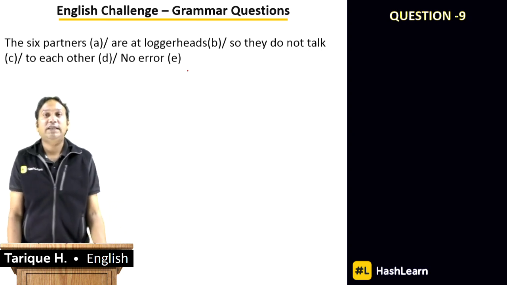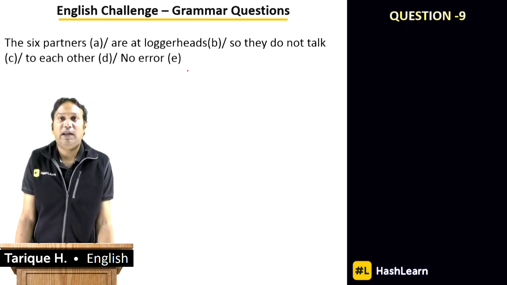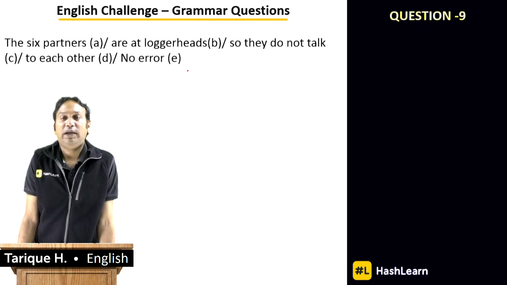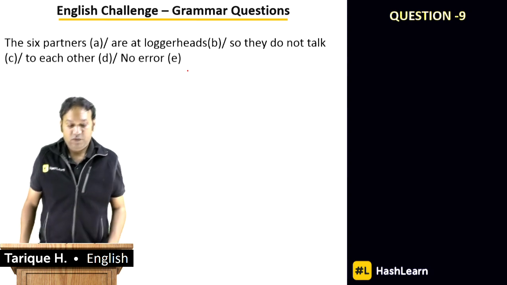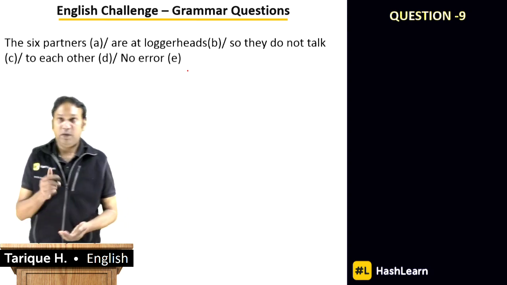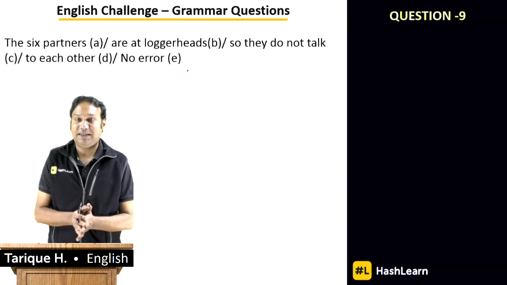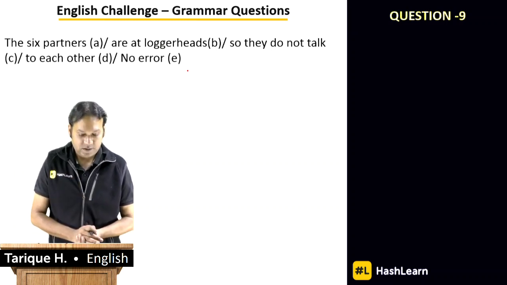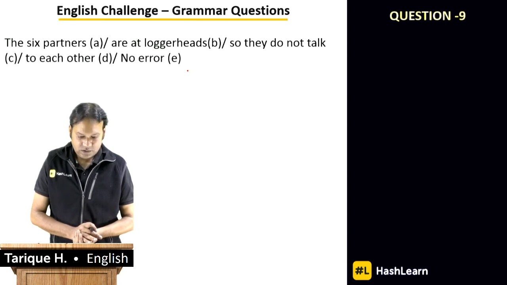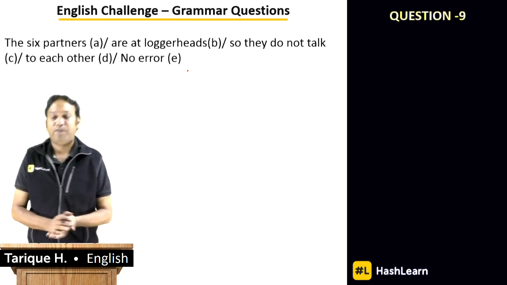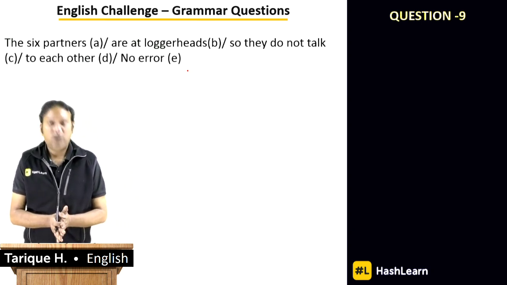Giving some more time, 10 seconds to solve. It's a very simple one-line sentence. It will not take any time to read. If your grammar concepts are strong, you will be able to solve and get the answers. If you feel there's some doubt in the question, you can note down the part which I discussed, like what is the error in the sentence. The 6 partners are at loggerheads, so they do not talk to each other. What is the answer, students, here?